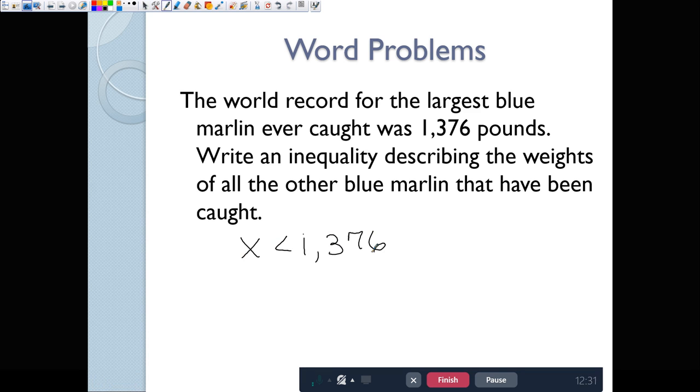If it said all marlins ever caught, then it would include it and we'd have to put the equal to sign. But it didn't say that. It just said all other. And that means it didn't include the largest.